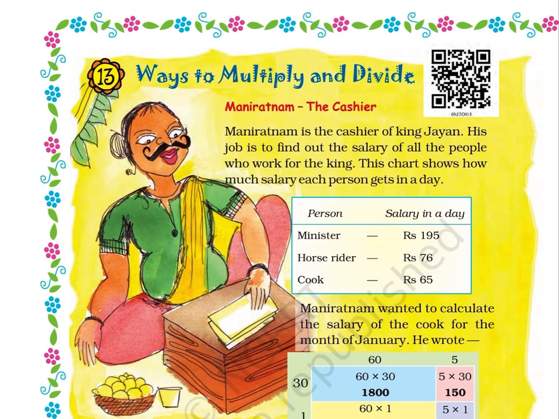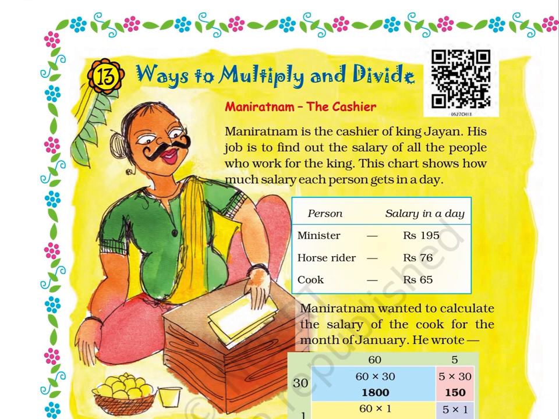CIET NCERT presents Audiobook of Mathematics for Class 5 entitled MATHMAGIC 5, page 170, Chapter 13, Ways to Multiply and Divide. Part 1. Mani Ratnam, the cashier. Mani Ratnam is the cashier of King Jayan. His job is to find out the salary of all the people who work for the king.